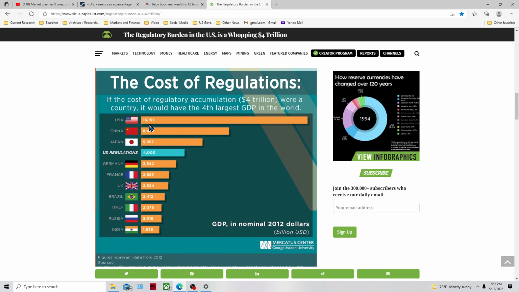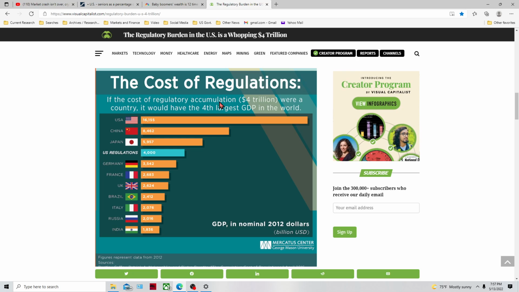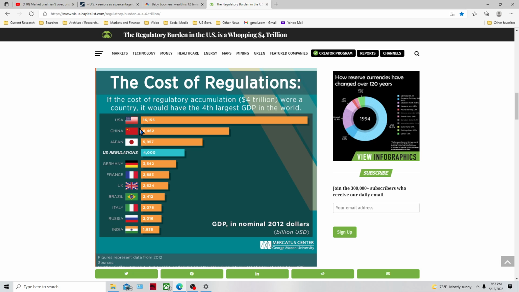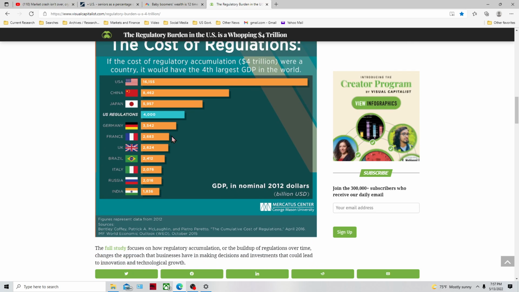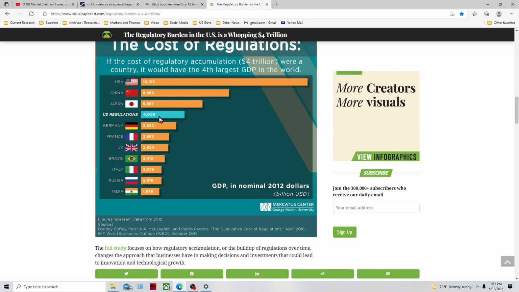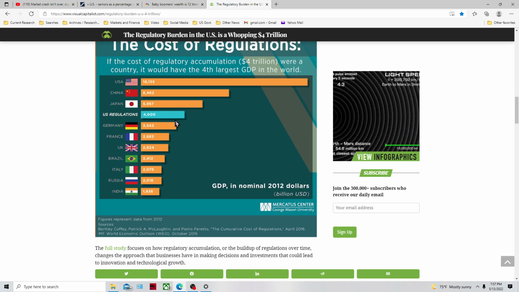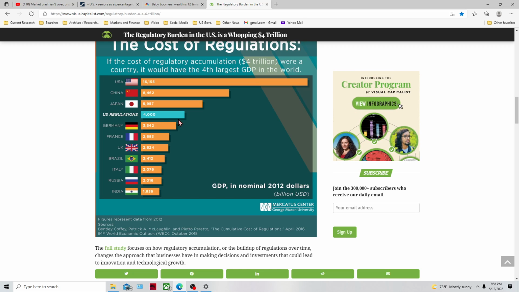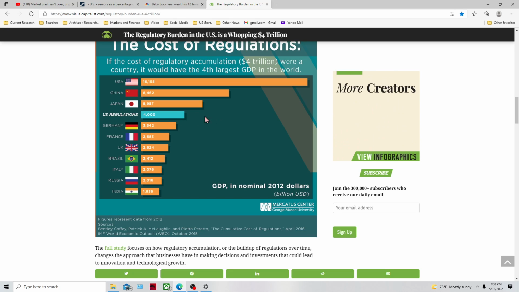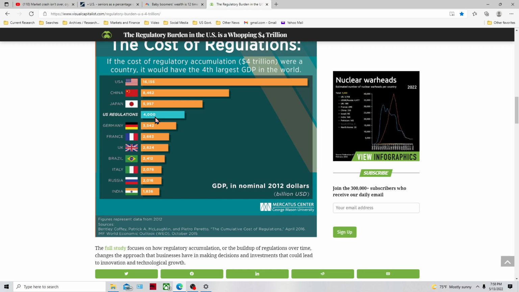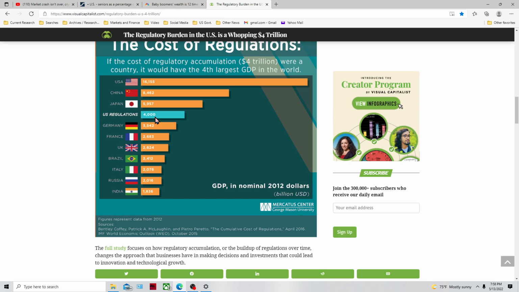The tax burden on the average, what's this? Cost of regulatory accumulation per work country. So this is, not sure what this chart is. U.S. regulations. Okay. U.S. regulations, if it were GDP, nominal GDP, $4 trillion in regulatory, I guess, fees taken in by the government. That number is subtracted directly from the productivity.